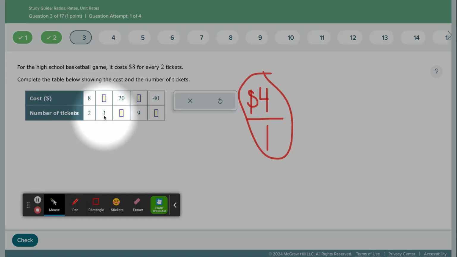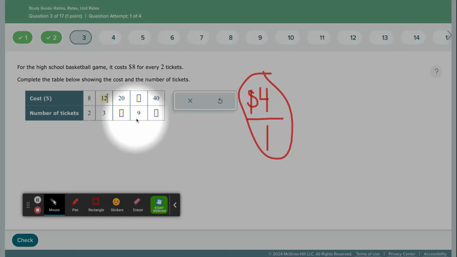So if I have 3 tickets, what would be the cost? Without even having to look anywhere else, I can just look at my unit rate. What if I have 3 tickets instead of 1? Well, if every ticket's $4, and I need 3 of them, I'm just going to take that $4 times 3. So I know that's automatically $12. Cool.